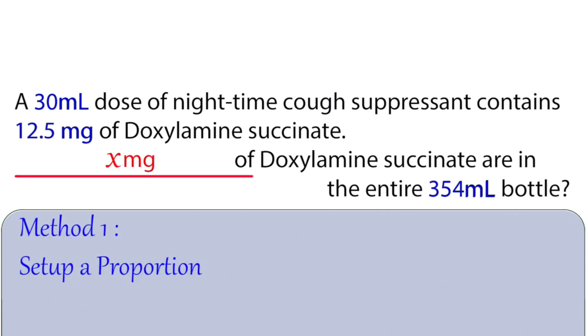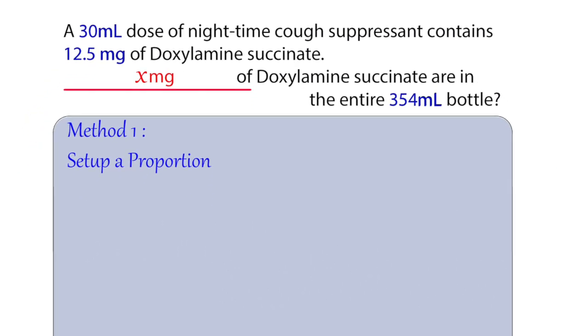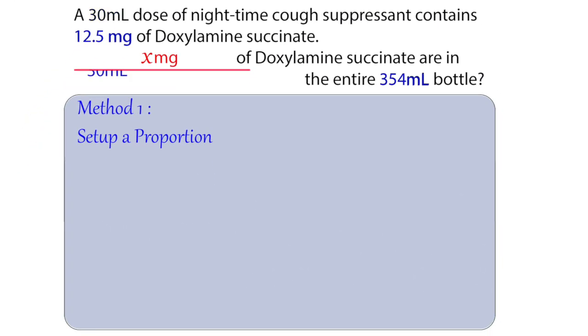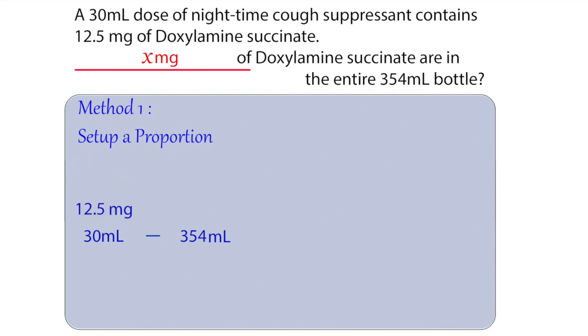So in the first method, we're going to set up a proportion. The proportion is 30 milliliters grows or increases to 354 milliliters. So for the moment, we'll write these down with a dash between them. Now, over the 30 milliliters, we'll write the 12.5 milligrams that's mixed with it in the original mix. And we don't know how many milligrams of doxylamine succinate is mixed with 354 milliliters. So the unknown x goes over the 354 milliliters.